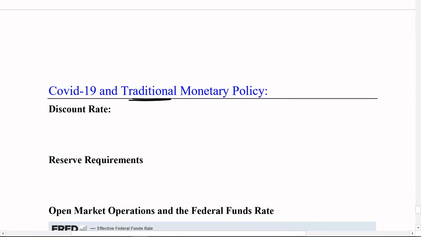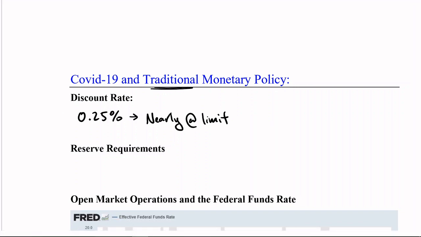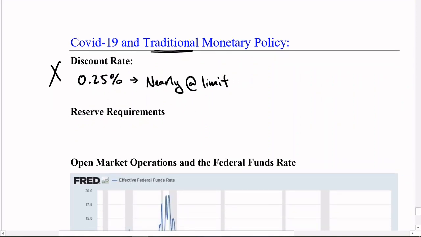And so at this point, discount rate is 0.25%, pretty much nearly at its limit. So adjusting the discount rate going forward is not going to have much effect on the economy. It's almost as low as it gets. Reserve requirements are at 0%, and again, the lower the better as far as expansionary monetary policy.